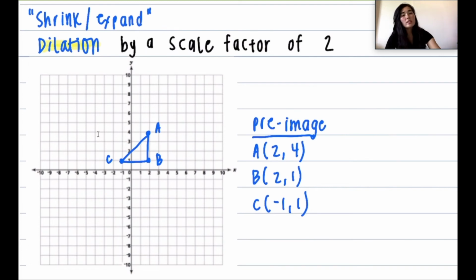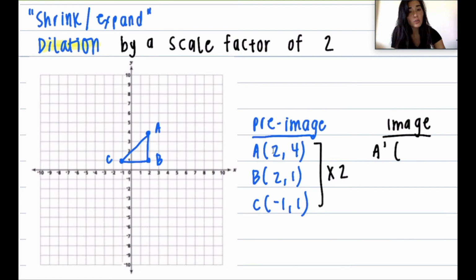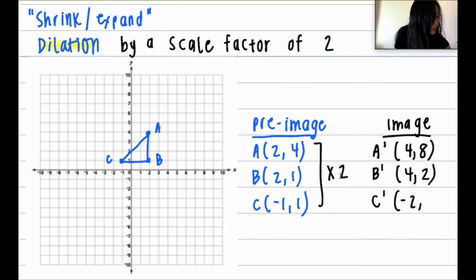And what that means is that for all of these numbers here, you are going to take these and multiply all of them by 2. And that's how we're going to get our new image. So let's go ahead and do that math together. We're going to multiply everything by 2. 2 here times 2 is going to be 4. And you're also going to do it to your y. 4 times 2 is going to be 8. We're going to do that for b also. All right, and so we'll go ahead and plot those 3 points.